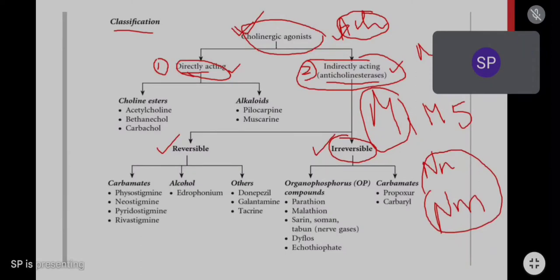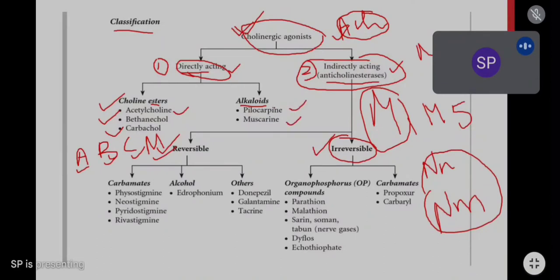So see, in cholinergic agonists, in directly acting drugs, we have two more types. We have cholinesters and alkaloids. In cholinesters we have acetylcholine, bethanechol, carbachol. These are three drugs. A, B, C. Remember, A, B, C. And one more drug is also there, which is called methacholine. Just remember it as ABCM: acetylcholine, bethanechol, carbachol, methacholine. And in alkaloids we have pilocarpine and muscarine.